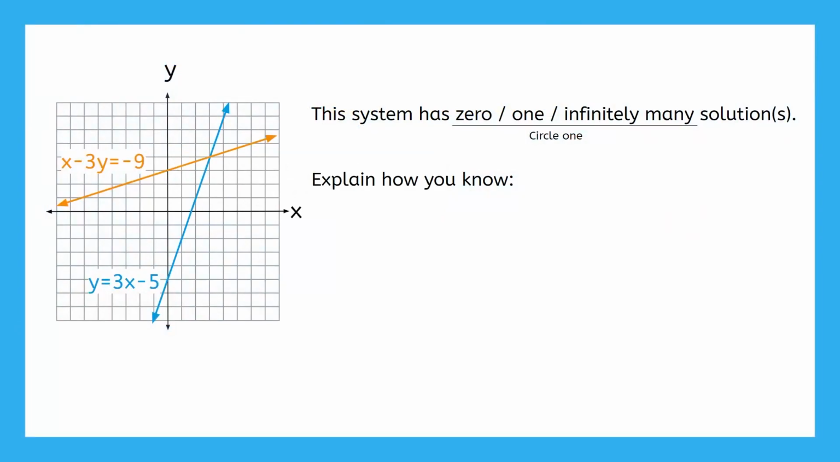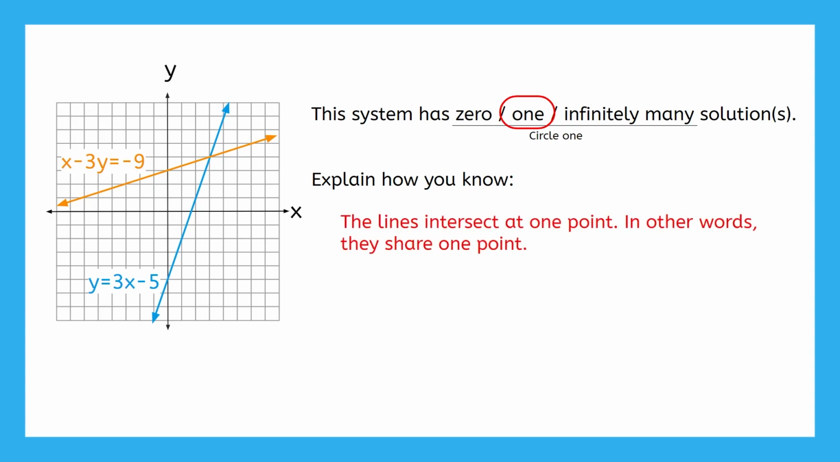Here's the first graph in the activity. After analyzing this graph, I can see that these two lines intersect at one point. And, like we learned in the previous activity, that point is the solution to the system. That's why we can say that this system has one solution. Now, your explanation for how we know this might be worded differently than mine, but it should still describe the same concept. I wrote that the lines intersect at one point, or in other words, they share one point.